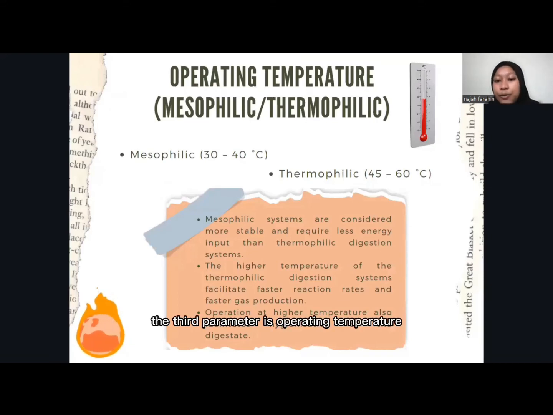The third parameter is operating temperature, which are mesophilic, which is 30 to 40 degrees Celsius, and thermophilic, which is 45 to 60 degrees Celsius. Mesophilic systems are considered more stable and require less energy input than thermophilic digestion systems. Meanwhile, the higher temperature of the thermophilic digestion system facilitates faster reaction rates and faster gas production. Operation at higher temperature also facilitates hygiene of the digestate.